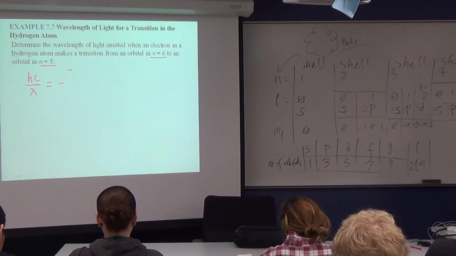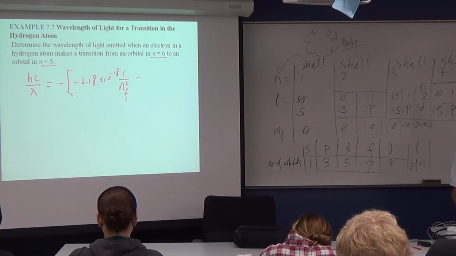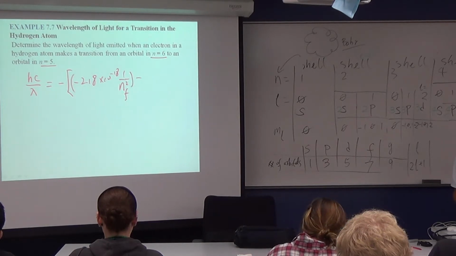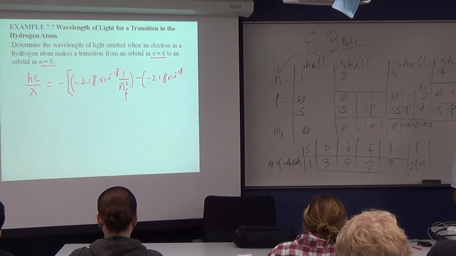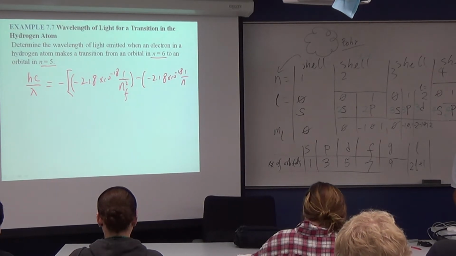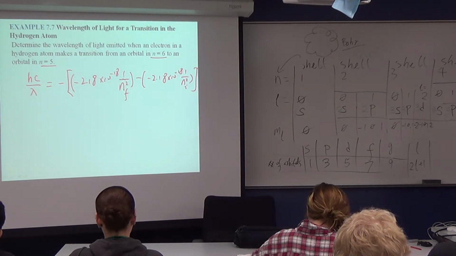Negative 2.18 times 10 to the negative 18, times 1 over n squared. Then you tell me which n we should use: this is n final. And the other one, you can put in a bracket because it's a negative number, negative 2.18 times 10 to the negative 18, times 1 over n1 squared, n initial. Right, so then the process will be very simple.